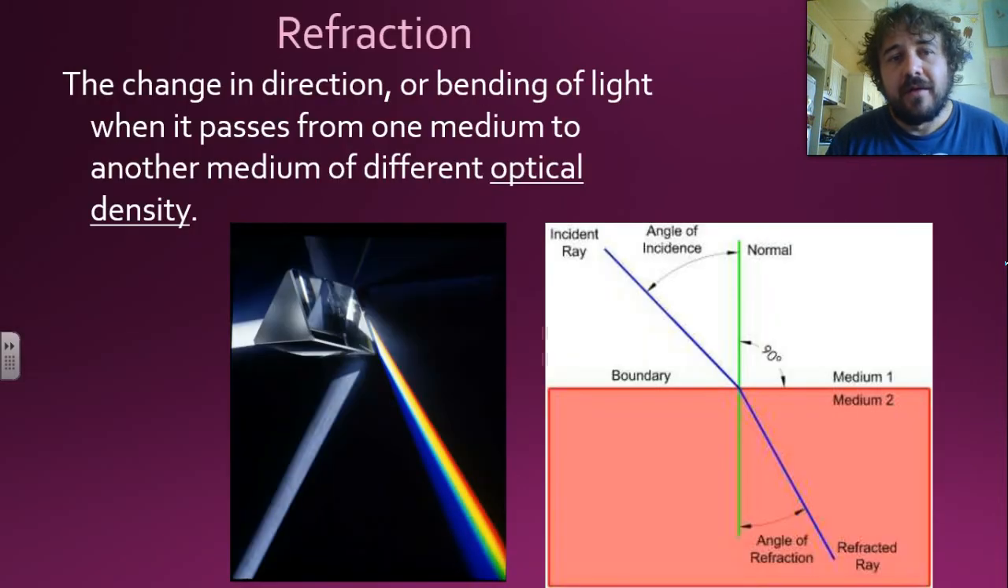Okay, so first off, refraction is when light changes direction, or it bends, basically, as it passes from one medium to another of different optical density. It just means different density. Light can still travel through it, but air is less dense than glass, for example. The particles are just closer together.